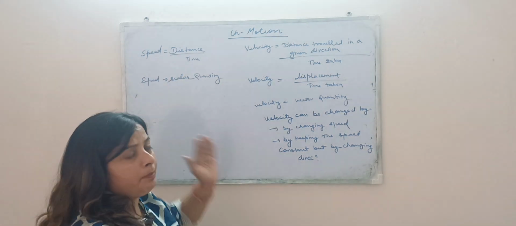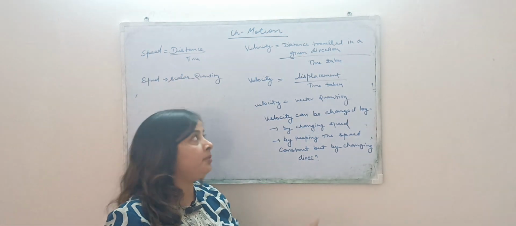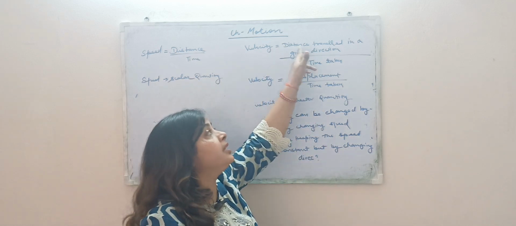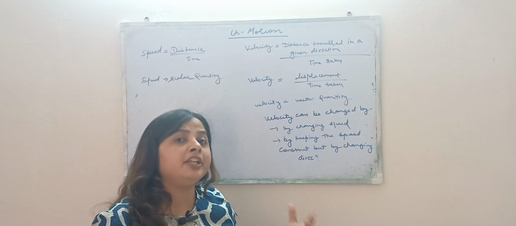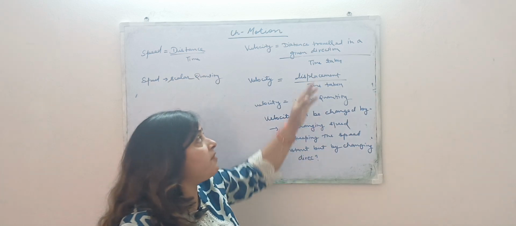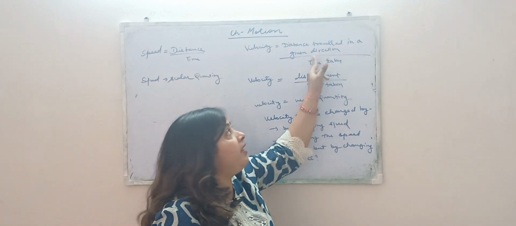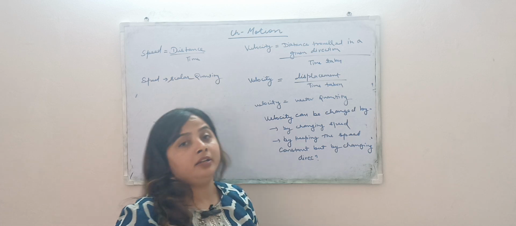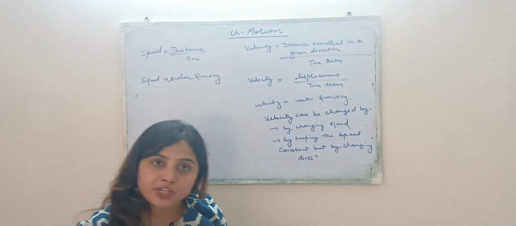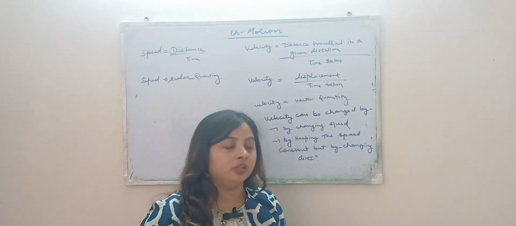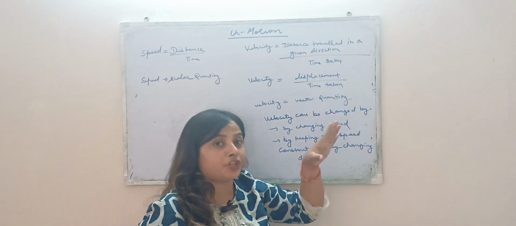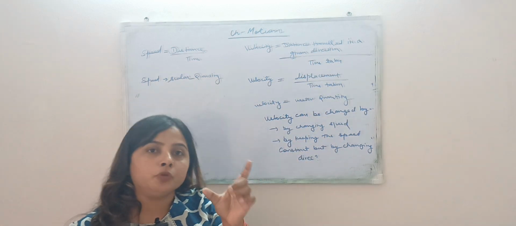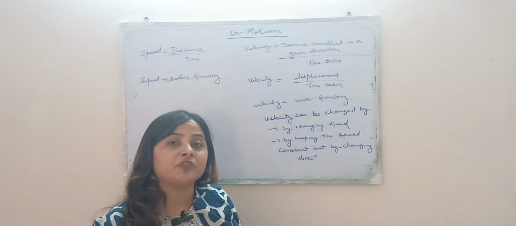So, what is the difference between speed and velocity? In speed, it is simply distance traveled per unit time, but in velocity, it is also distance traveled. It is nothing new. But here we have added an extra term: in a given direction per unit time. Here we talk about magnitude plus direction. Clear? Now, when the distance is traveled in a given direction, we give a specific term to this. And what is that specific term?